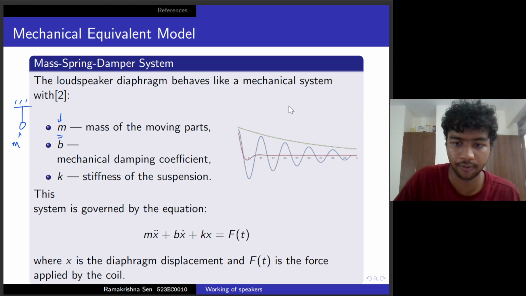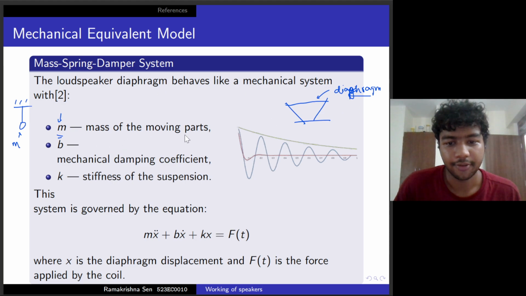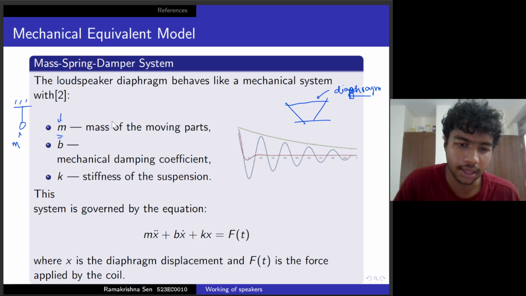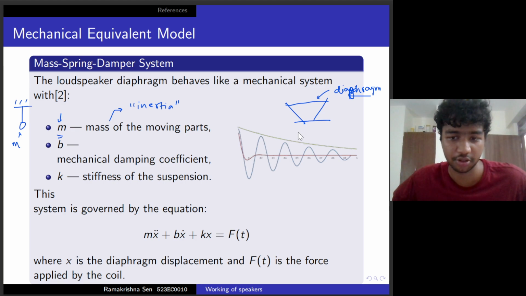I'm interested to compare this with the moving parts, right? So in case of a loudspeaker, that would be the diaphragm, right? I'm getting the spelling wrong, but yeah, that would be the diaphragm. The diaphragm is the moving part of this loudspeaker, and we are comparing with that. This can also be treated as the inertia of the system, right? So inertia is the resistance to change, the measure of resistance to change.